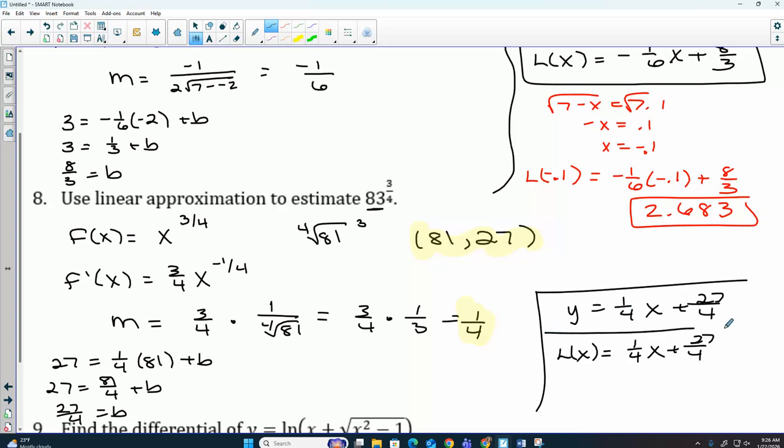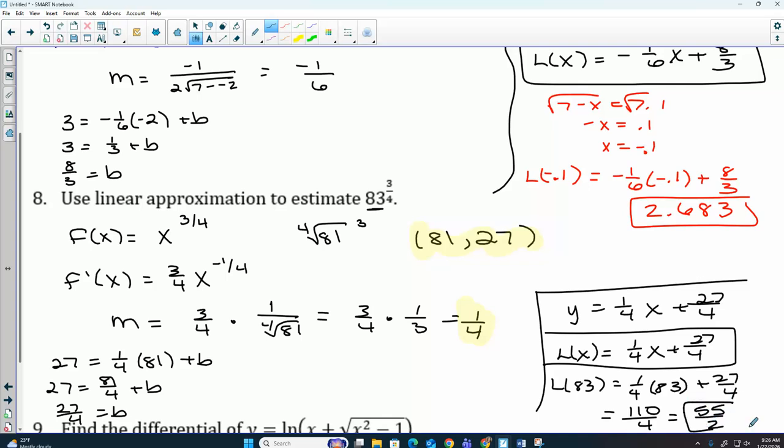But are we done? No, I asked you to actually approximate this value. So now my x is just the 83. So if I plug that in, okay, that one's actually doable. 83 over 4 plus 27 over 4. That'd be 110 over 4, or 55 over 2, or 27.5.